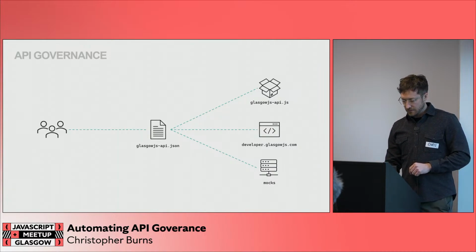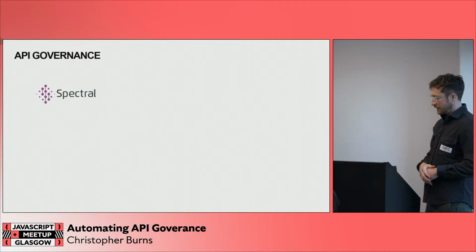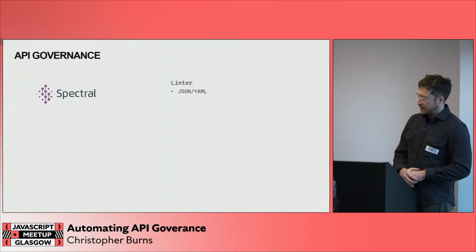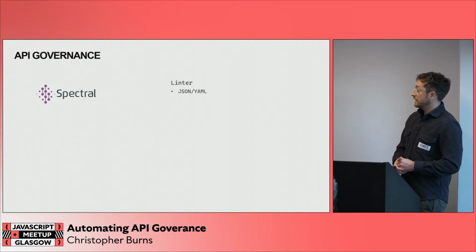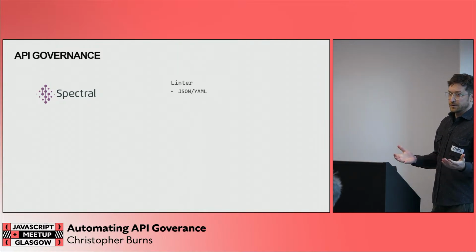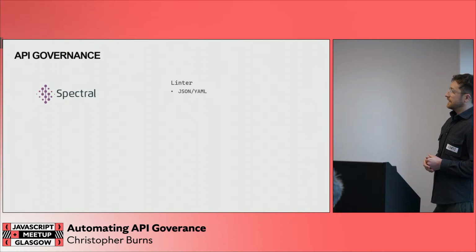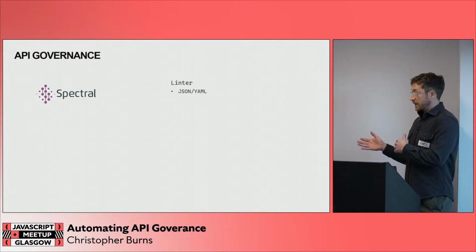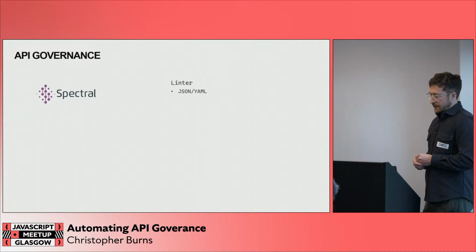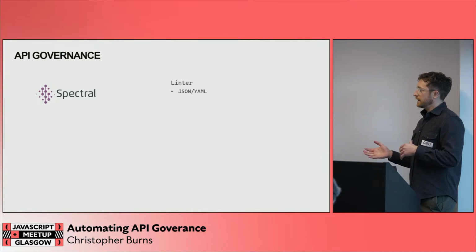And that brings us to the tool I was going to talk about tonight, which is Spectral. Spectral is a linter, really, a linter of JSON or YAML. I'm sure you'll be familiar with linting tools from the JavaScript world, like ESLint. Think of this as the equivalent for OpenAPI specifications. It also works with AsyncAPI, I should say, and it uses some of the same technology under the hood. It uses JSON Schema and JSONPath.